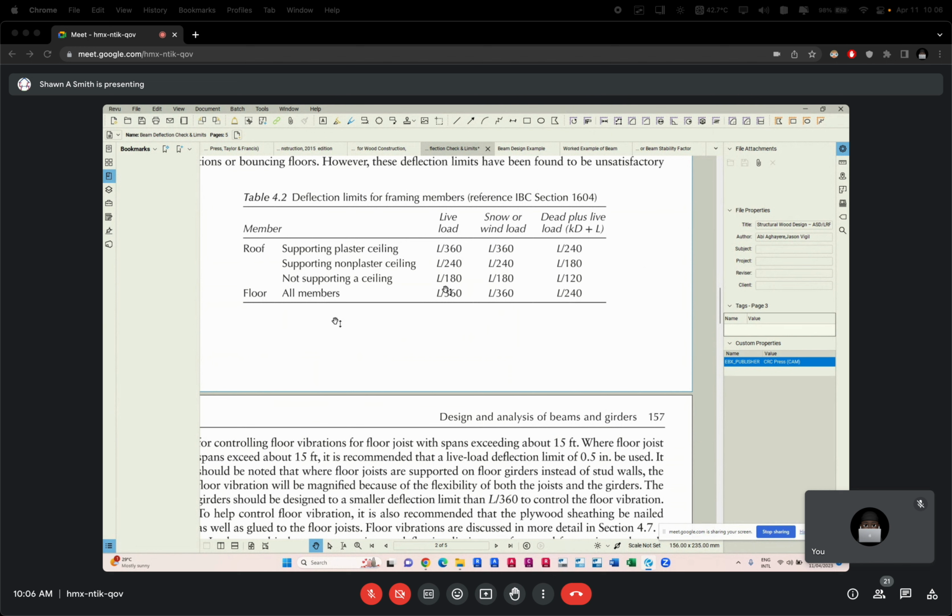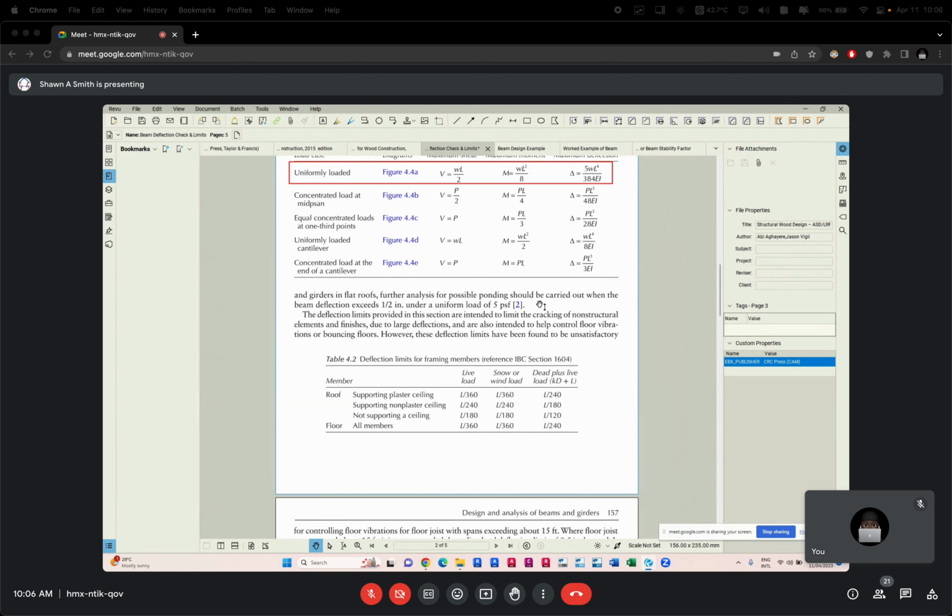For live load alone, L over 360. For snow or wind, the same L over 360. And for dead plus live, L over 240. So it's similar to the first case up there. All right. That's what we refer to as limits.